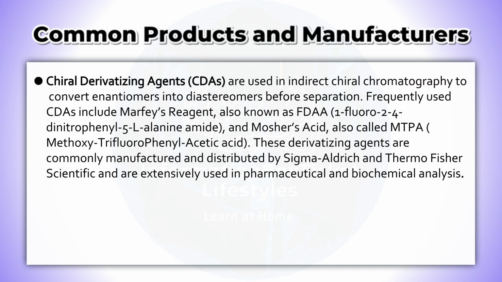Chiral derivatizing agents, CDAs, are used in indirect chiral chromatography to convert enantiomers into diastereomers before separation. Frequently used CDAs include Marfey's reagent, also known as FDAA, 1-fluoro-2,4-dinitrophenyl-5-L-alanine amide, and Mosher's acid, also called MTPA, methoxytrifluorophenylacetic acid. These derivatizing agents are commonly manufactured and distributed by Sigma Aldrich and Thermo Fisher Scientific, and are extensively used in pharmaceutical and biochemical analysis.